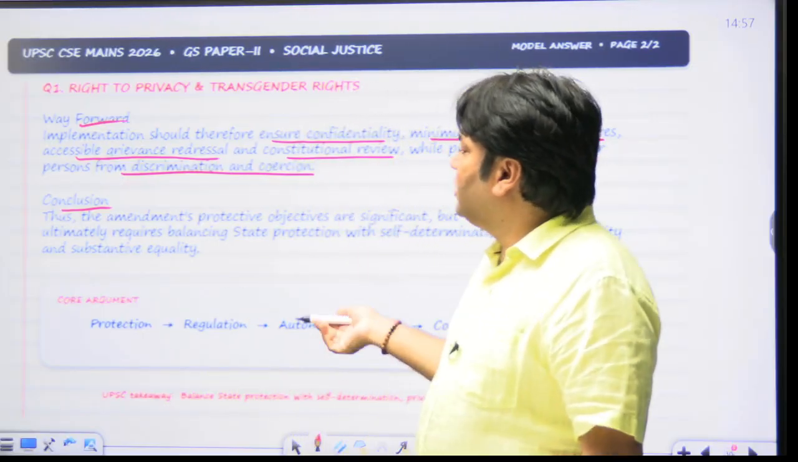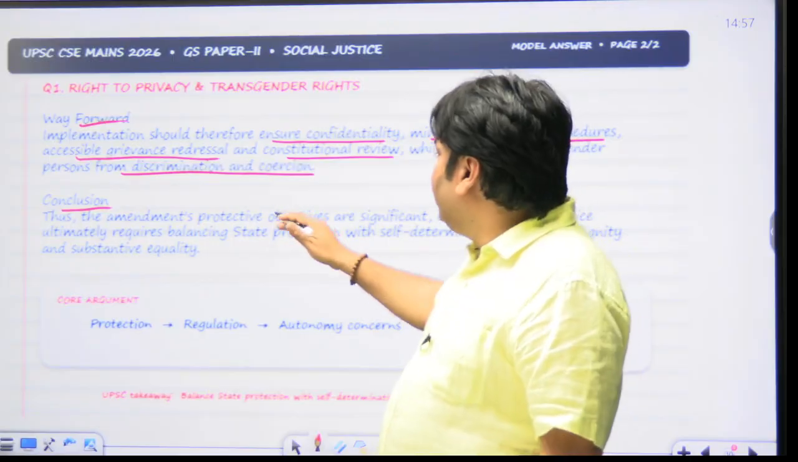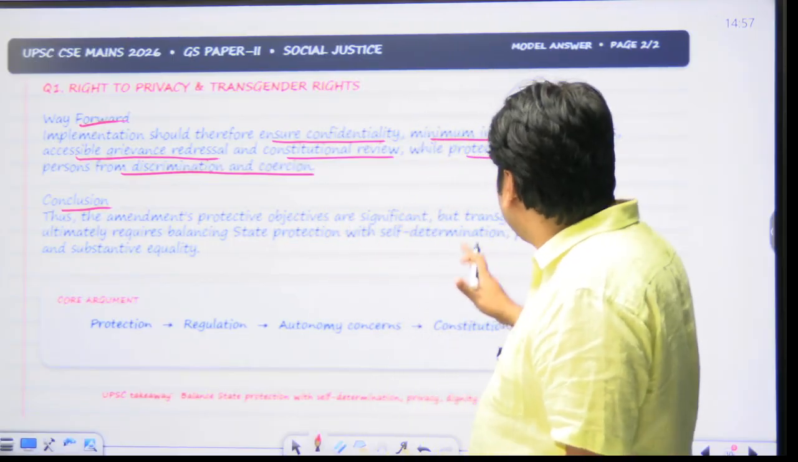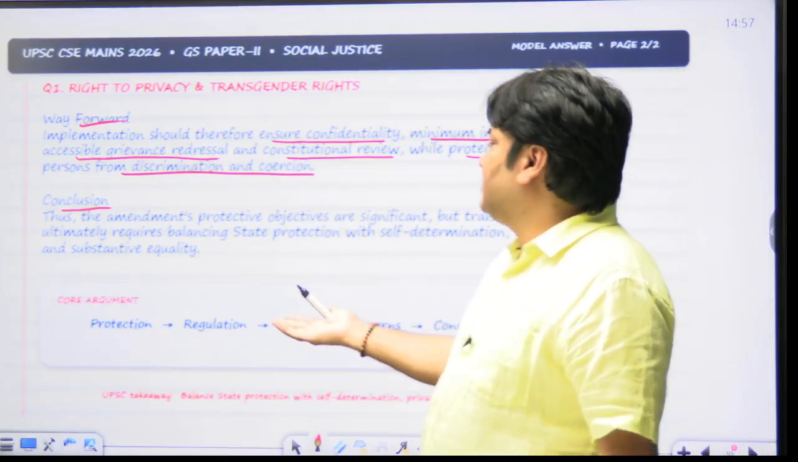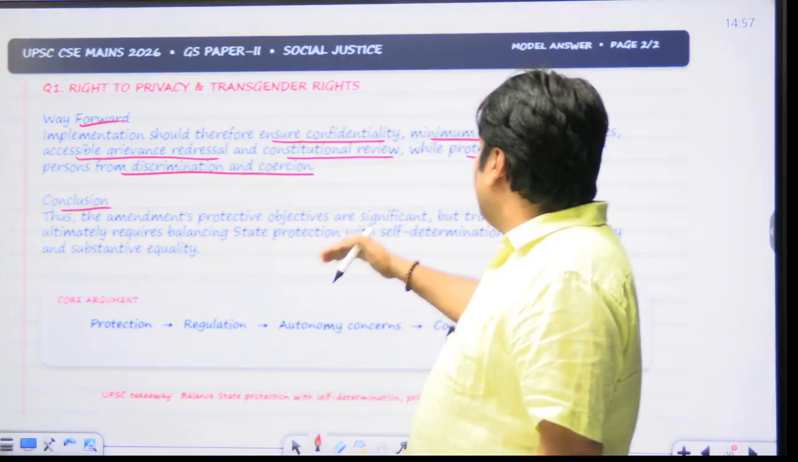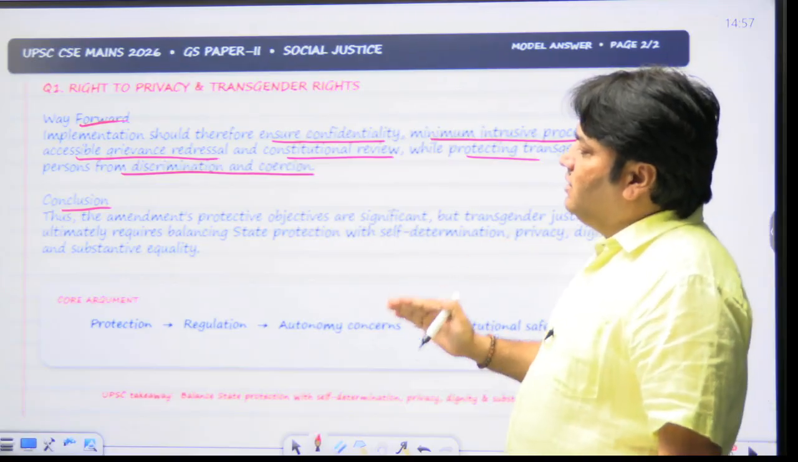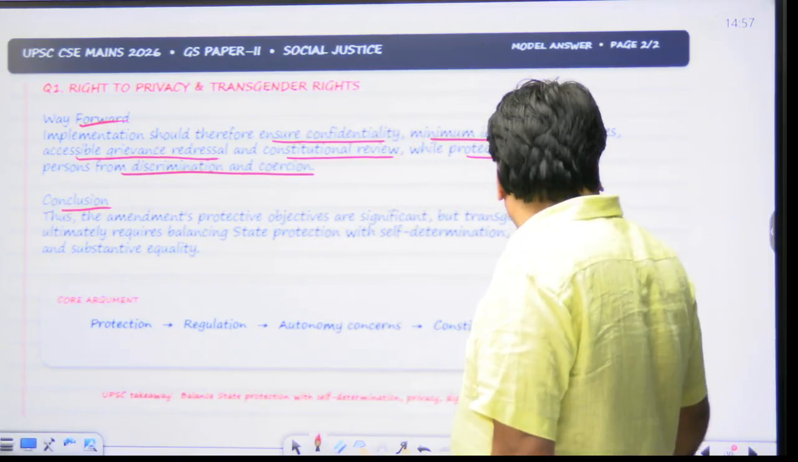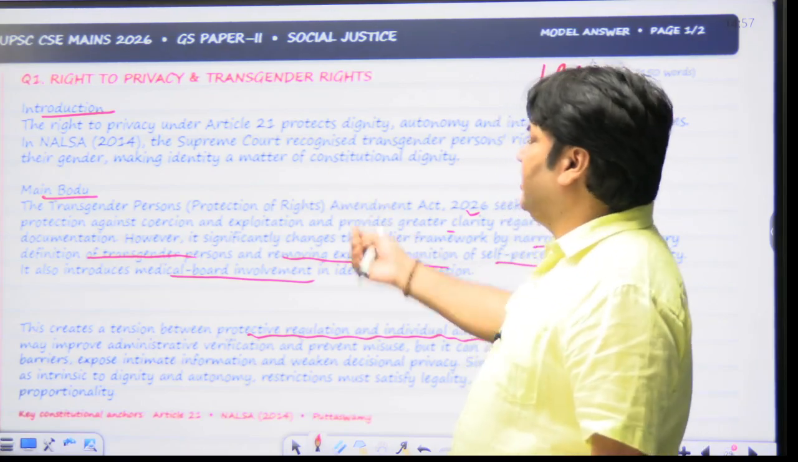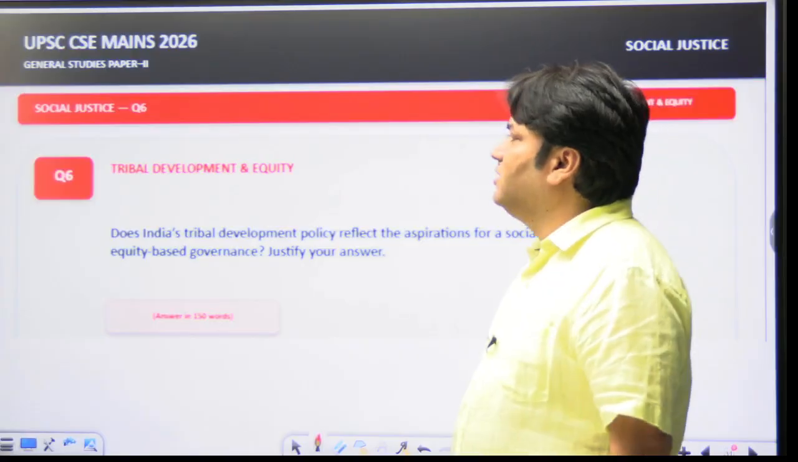Now in the conclusion, I have written that thus the amendment's protective objectives are significant, but transgender justice ultimately requires balancing state protection with self-determination, privacy, dignity, and substantive equality. So this is a balanced assessment and judgment. So we have discussed the model answer too. I have discussed the theme also.